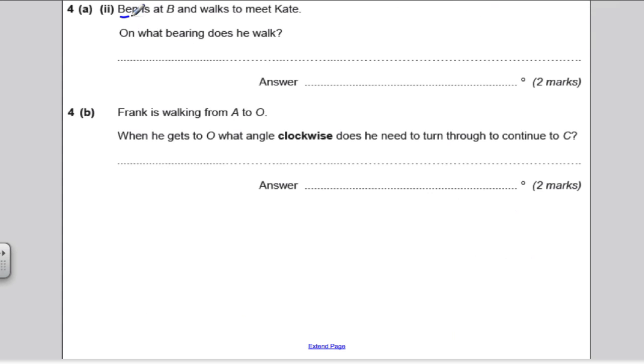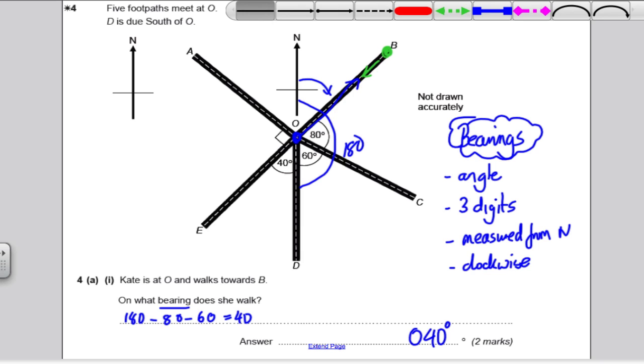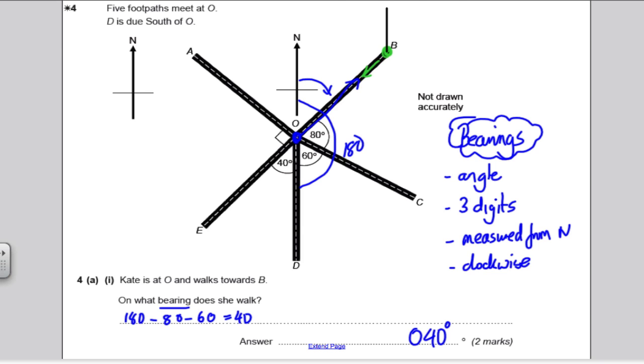It then says Ben is at B and he walks to meet Kate. On what bearing does he walk? Let's go back to our diagram. Let's use a different coloured pen for Ben. Ben is at B and he walks towards Kate. So he's walking along this direction. So what bearing is he walking along? Well, to get a bearing, you've got to measure from the north. So we're going to have to take a north line from B. And the direction Ben is going is given by that bearing there.